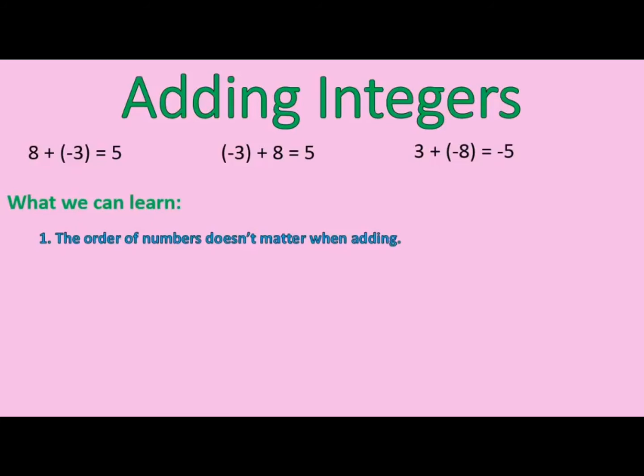First off, the order of the numbers does not matter when you're adding. See that? 8 plus negative 3, negative 3 plus positive 8. The order does not matter, and that is absolutely true. It does not determine whether it's positive or negative based on the order that it's in.